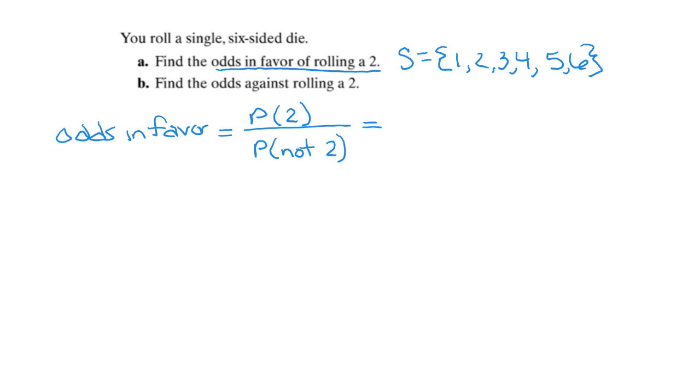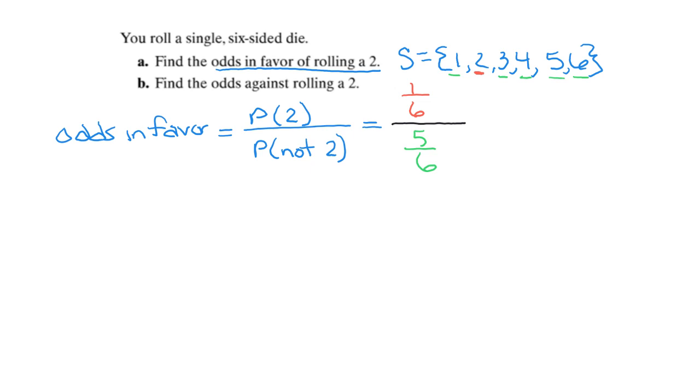When we take a look at our sample space, there's only one item that's a number 2. So that means we have 1 out of 6 sides. That is the probability of a 2 occurring. And then it will be divided by the probability of not 2. For the not 2, we have to count the numbers that are not 2, and we have 1, 2, 3, 4, 5 of those numbers are not 2. That'll be 5 over 6 for our denominator.